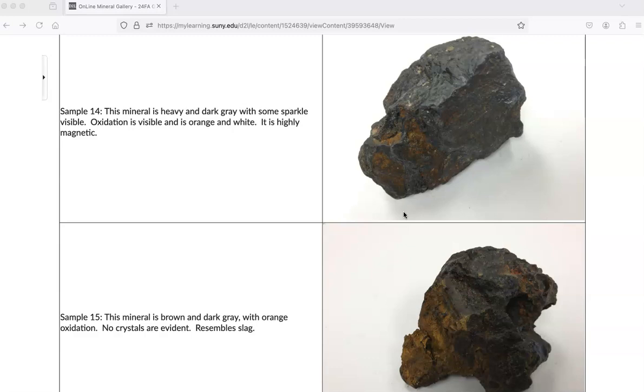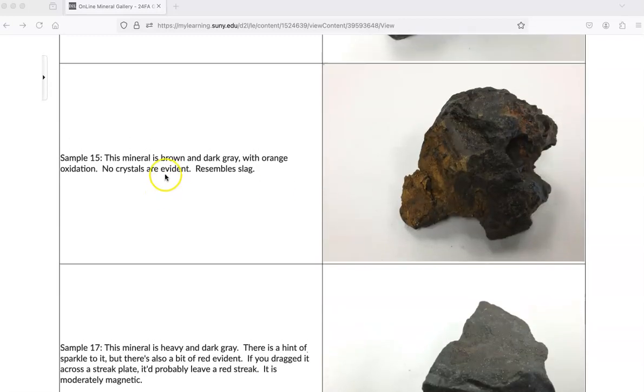Limonite for 13. What do you guys? 15. Limonite for 15. Yes, yes, and yes? Let's see. Limonite. Mineral is brown. Oh, hey, there you go. And dark gray, with orange oxidation. Yeah, so limes and oranges. If you mispronounce this one, call it limonite instead of limonite. Remember limes and oranges? So it goes orange. It's the only brown one, an orange one.